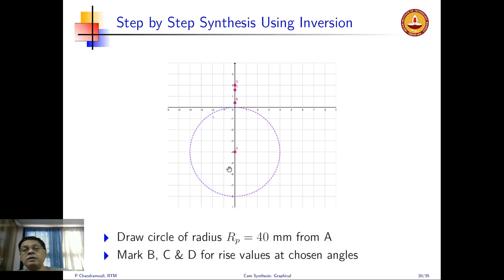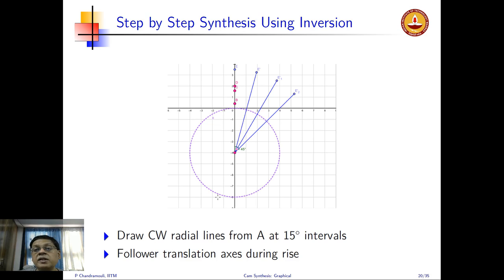So here, what did we do? We drew this circle center over here. We marked the various positions out here. Of course, we can also draw. So first thing is we construct these 15-degree lines on the rise part.